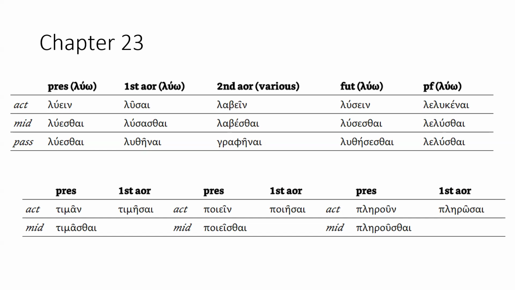Second aorist, graphenai. Future passive, luthesestai. Perfect passive, lelustai. And then we've got the contract verbs, present active, taman. First aorist active, temesai. Present middle, temastai. And you can see the rest there. You can, again, scroll back and check the information we gave, match it up to what you see here.